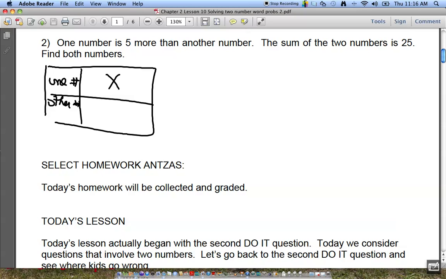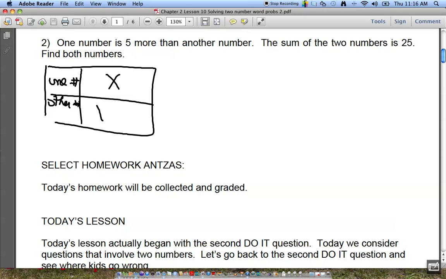But what do we know about the other number compared to the first number? There is something written up there right away that tells us about it. Leah? It's 5 more than another number. That's right. So how do I write more than? What operation is that?